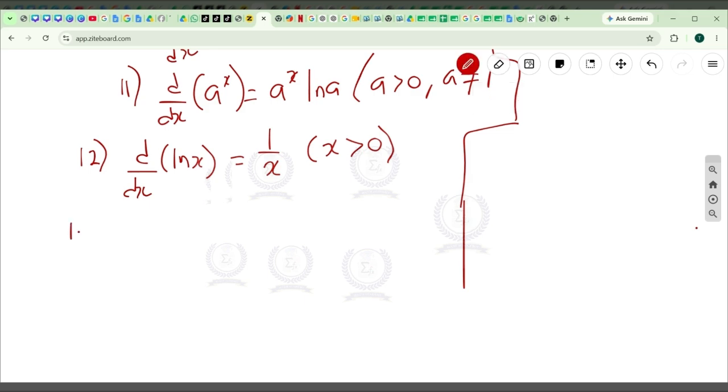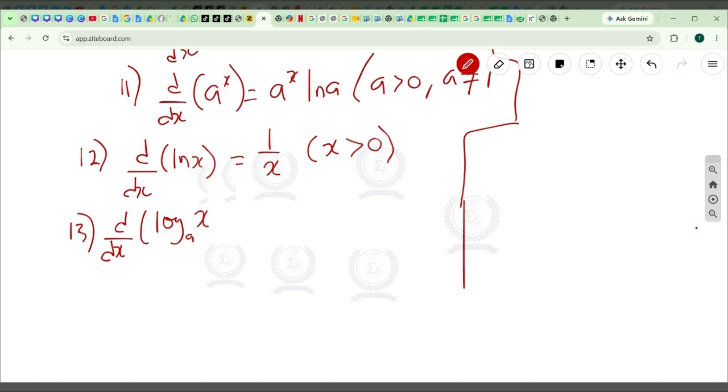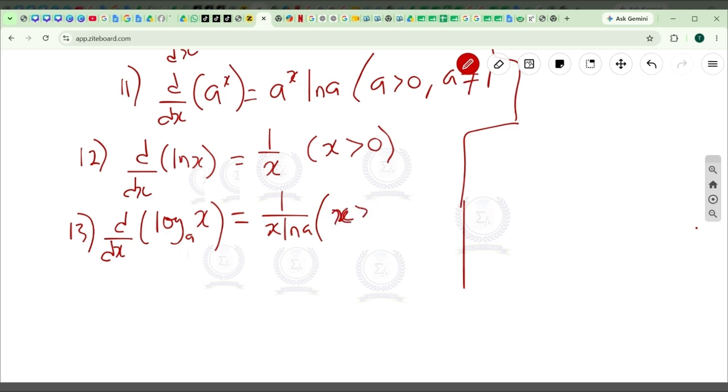So let's look at the 13th one. When you're asked to differentiate log x to base a, what that simply means is 1 over x ln a. As long as you have that x is greater than 0, and also a is greater than 0, and a is not equal to 1.